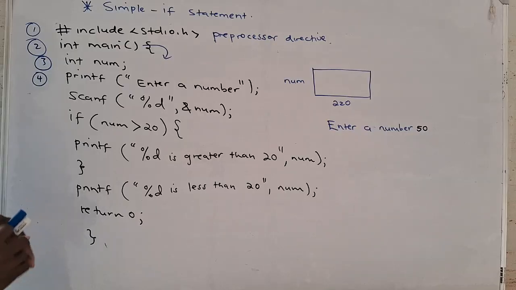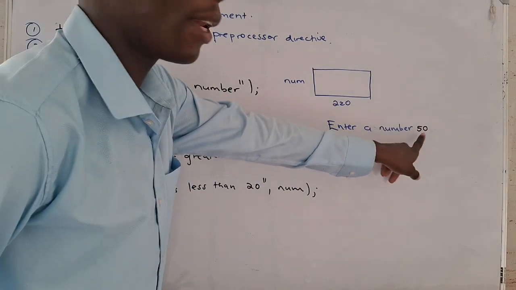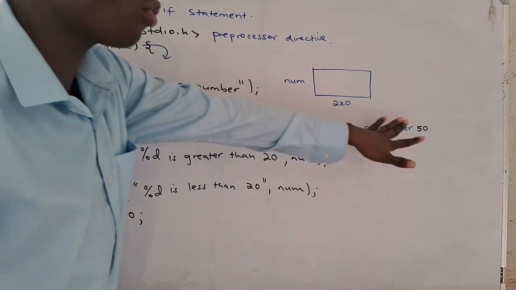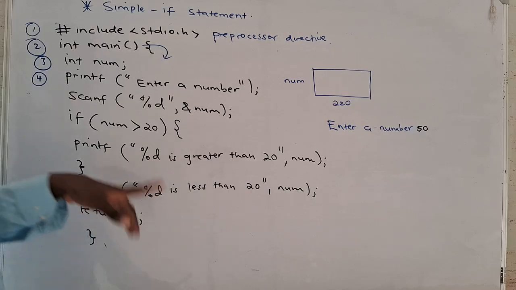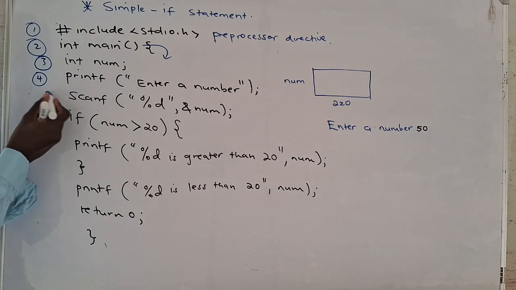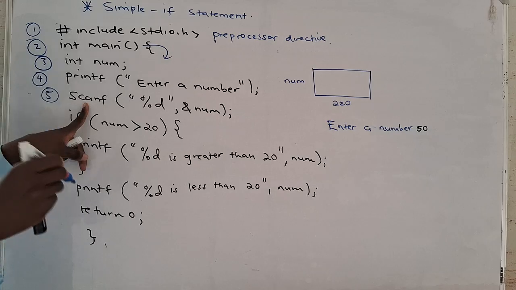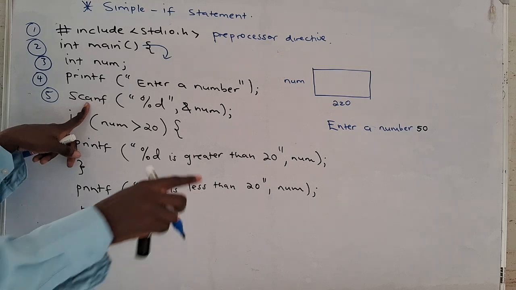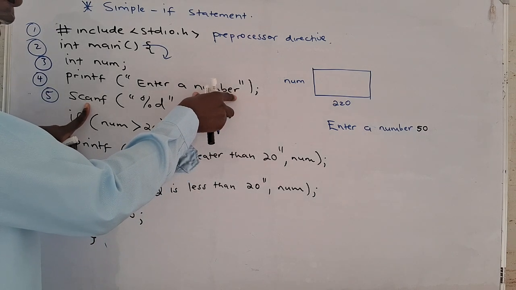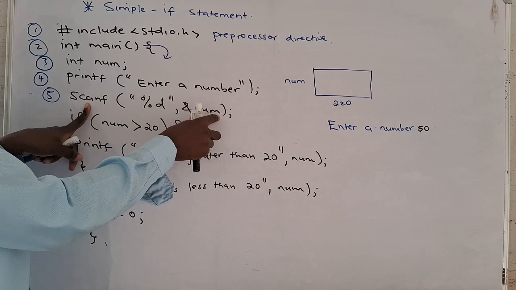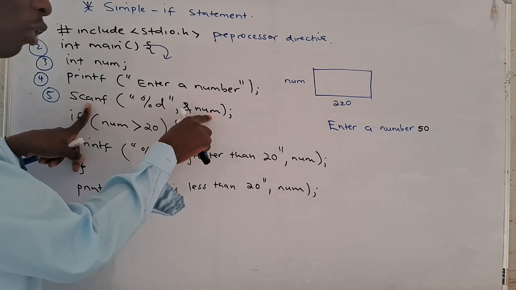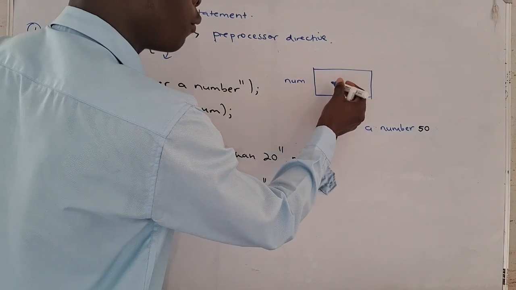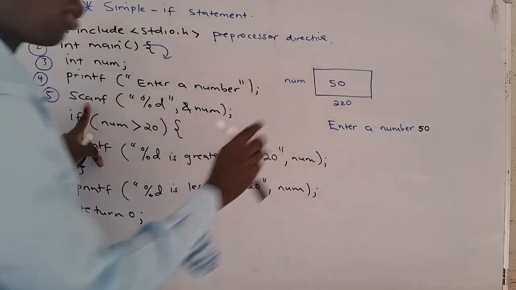So Sipana, you have entered the number. The number is 50. But see, this 50 is not yet stored in what? In num. This 50 is still pending. Now this statement number 5, scanf, is the formatted input function. It is going to direct the number that you have entered to the address of the variable num. So 50 will come here. Now num is holding 50.